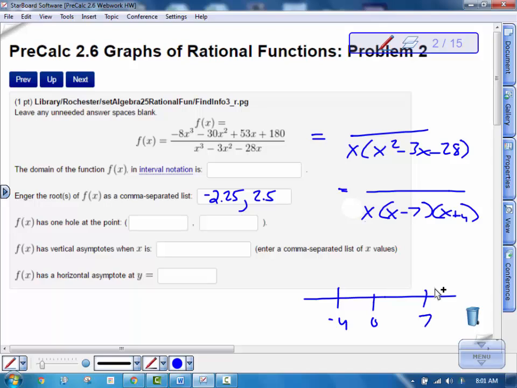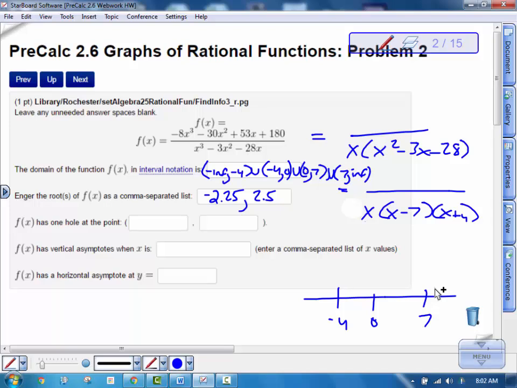So those are the places where we have issues, either vertical asymptotes or holes. The domain is negative infinity to negative 4, as well as negative 4 to 0, as well as 0 to 7, as well as 7 to infinity. I know it's a lot to write, but we need to figure out where the hole is.